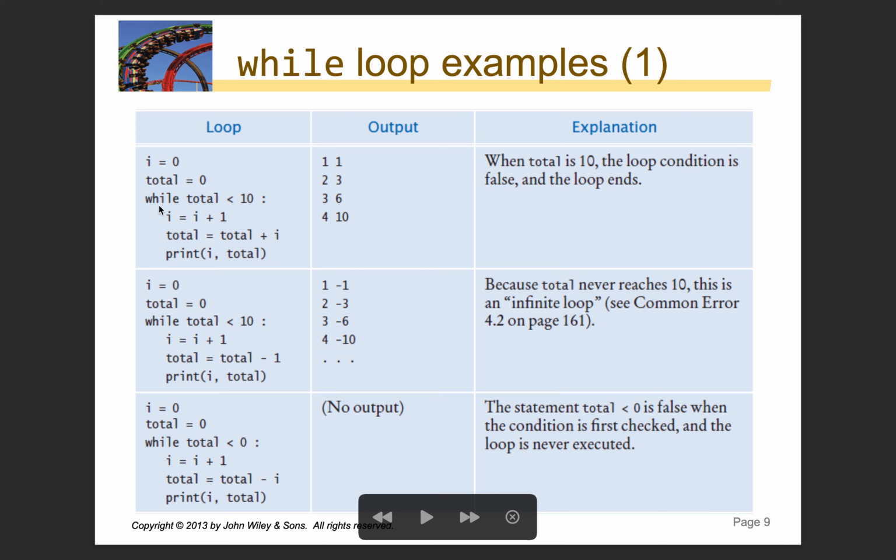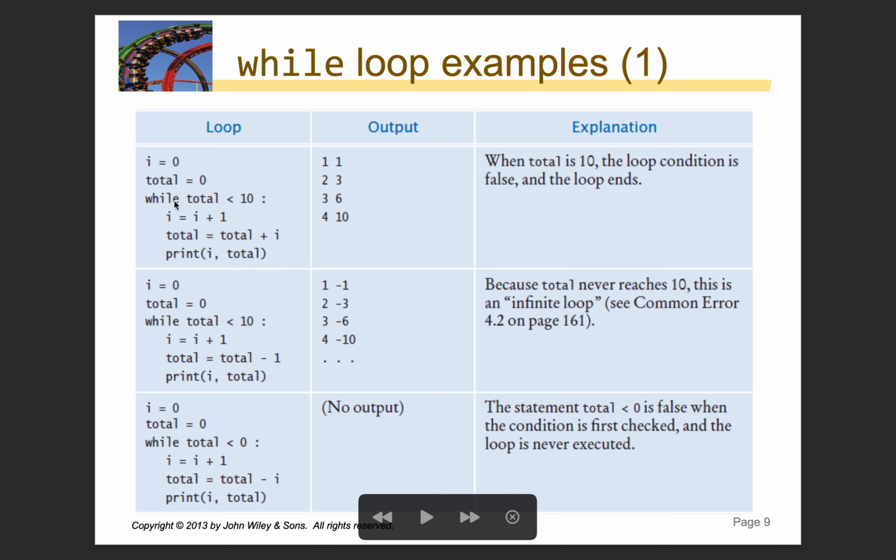We then go back to the start of our while loop. Our total is currently 1. 1 is less than 10, so we execute the lines contained within the while loop. So I equals I plus 1. Well, I was 1, so 1 plus 1 is 2. I is now 2. Total equals total plus I. Total is 1. I is 2. 1 plus 2 is 3. Okay, so total is now 3, and we print out I comma total. So we're going to print out 2 for I, and the value stored in the variable total is 3.